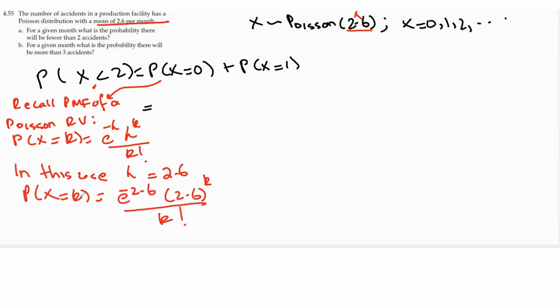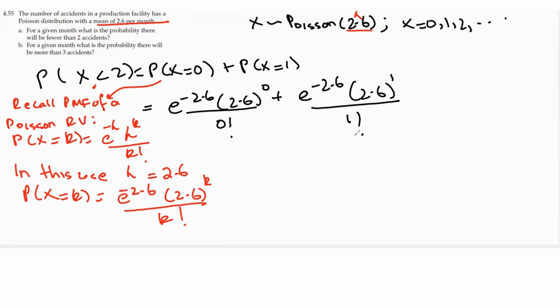Now let's use this to find the probability x is 0. For x equal to 0, just put k equal to 0. So this will be e to the minus 2.6, 2.6 to the power 0 divided by 0 factorial. For probability x is equal to 1, just put k equal to 1. So e to the minus 2.6, times 2.6 to the power 1 divided by 1 factorial. And this will turn out to be 0.27, right.